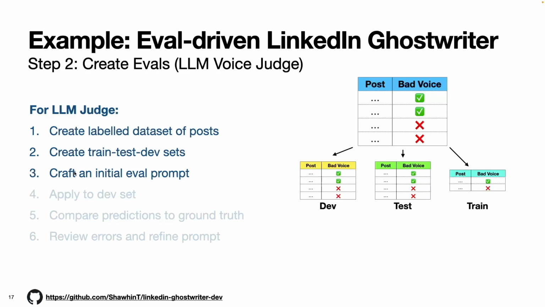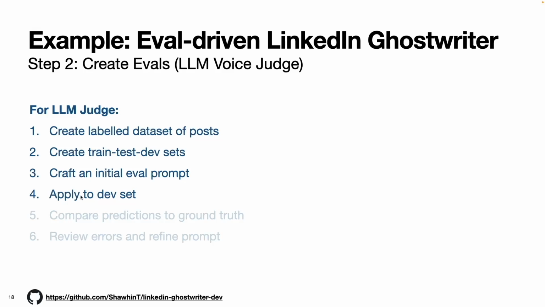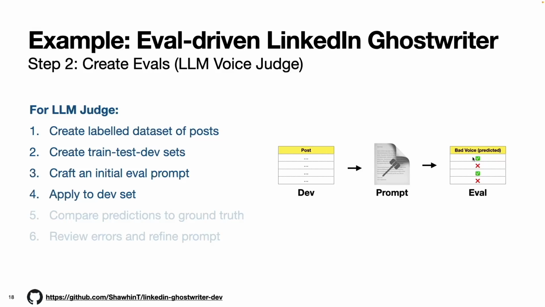The next step is to create an initial evaluation prompt. This is going to be some basic prompt engineering, and we can incorporate these training examples in this LLM judge prompt. Next, we can pass the dev set through the LLM judge. So we'll take the posts from the development set, we will pass it to the LLM with our LLM judge prompt, and the output of this is going to be a label for each of the posts. This is going to be our judge's prediction of whether the post sounded like me or didn't sound like me.